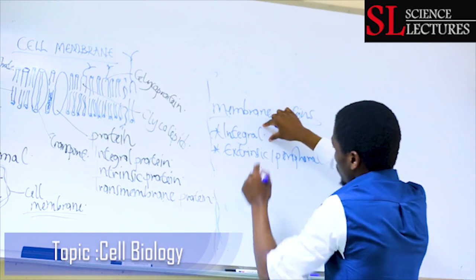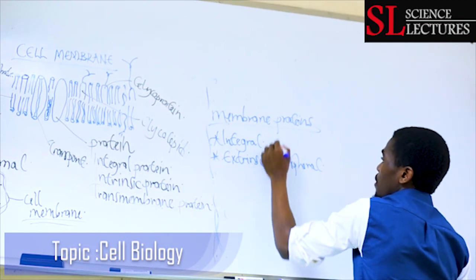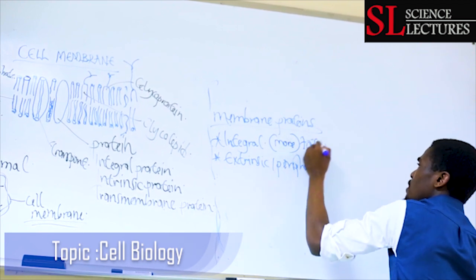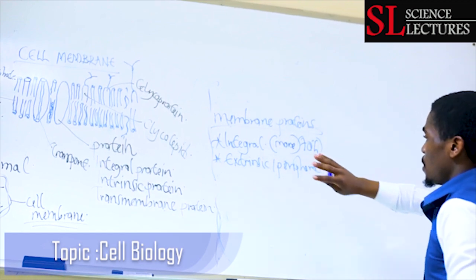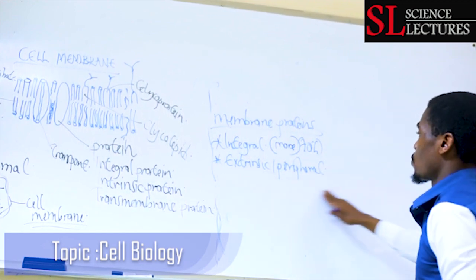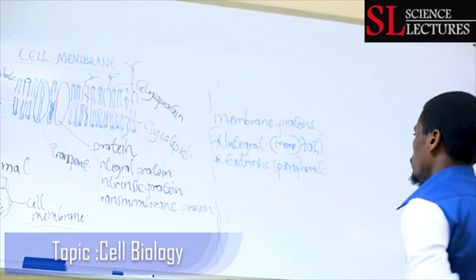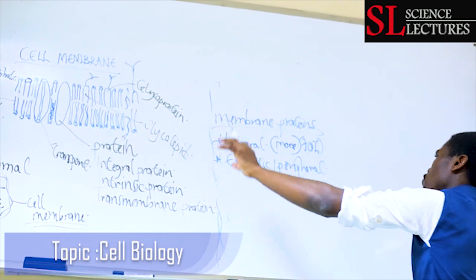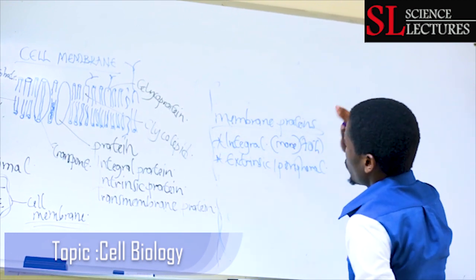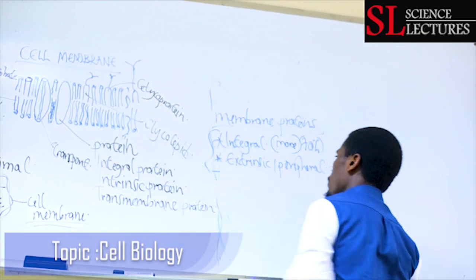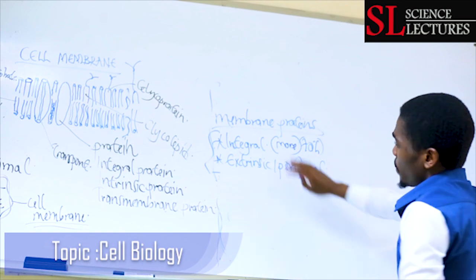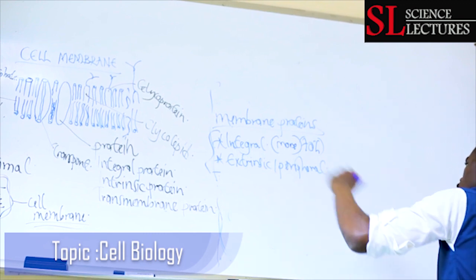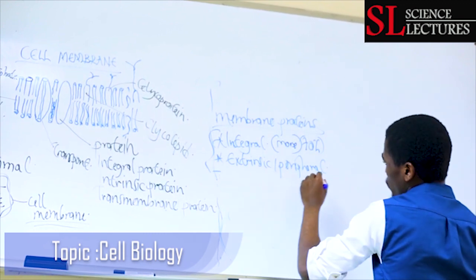Then again, integral proteins are more within the cell membrane. I think they take about 70% of the membrane. They are high as compared to the extrinsic or the peripheral proteins. And they commonly serve as transport proteins and pump proteins. So we need to know that membrane proteins are either integral, intrinsic, transmembrane, or extrinsic, peripheral proteins. So that is it with the membrane proteins.